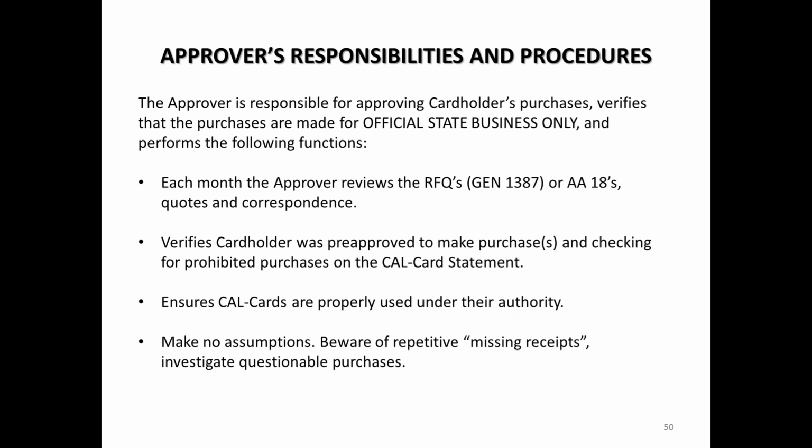CalCard Approver Responsibilities. The approver is responsible for approving cardholder purchases and verifies that the purchases are made for official state business only. Each month, the approver reviews the RFQs, Gen 1387 or double 18s, quotes, and correspondence. The approver verifies that the cardholder was authorized to make purchases and checks for prohibited purchases on the CalCard statement. Approvers are also responsible for ensuring the CalCards are properly used under their authority.